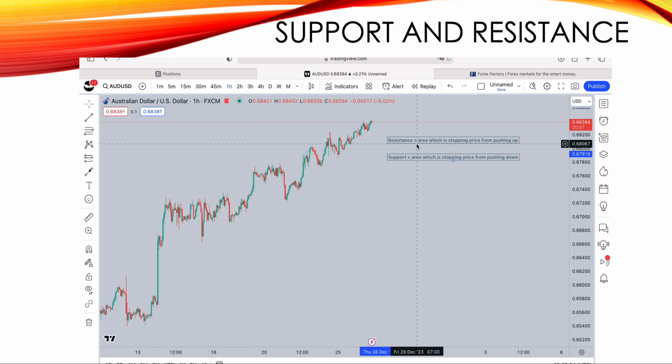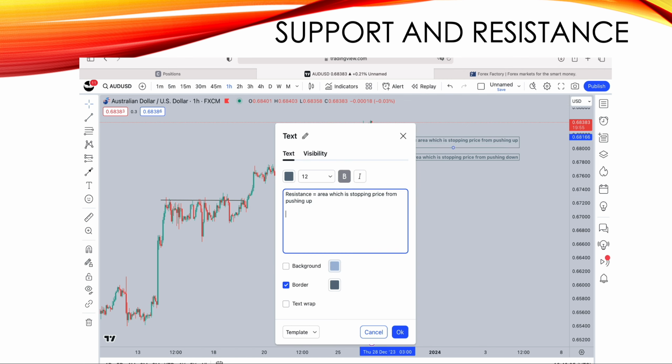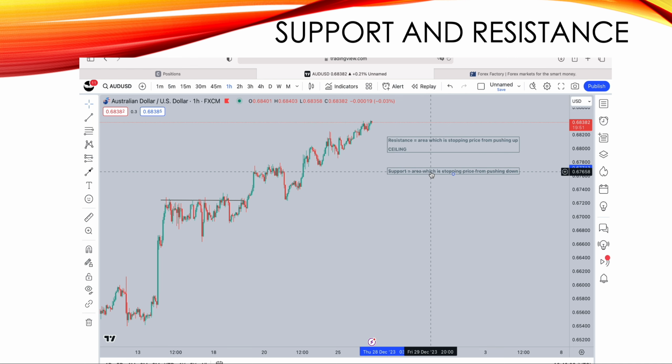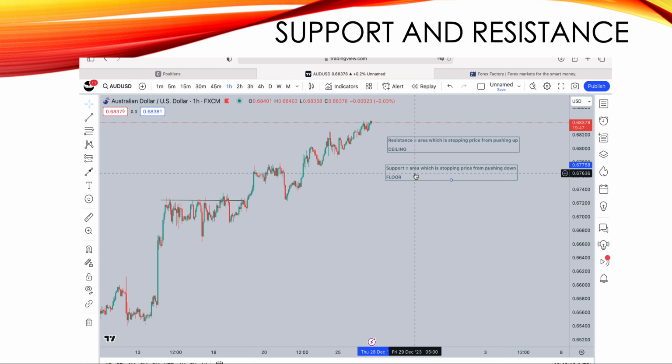And how do we find these areas? Well, we simply look at our wicks. Okay? I want you to see resistance as your ceiling. Okay? And I want you to see support as your floor.